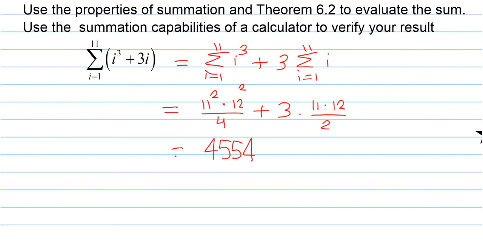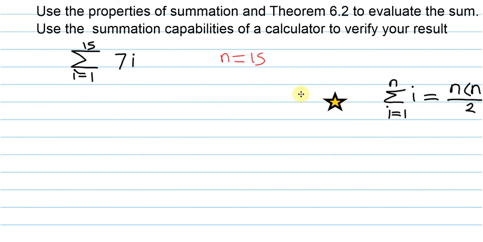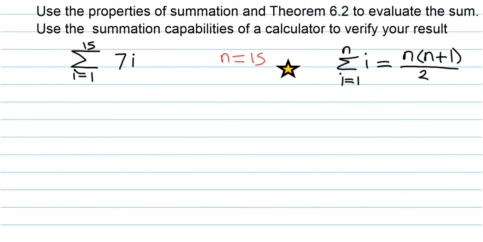Find sigma 7i from i equal 1 to 15. Do you remember how I can find sigma i? Now remember that n is 15 this time. n is the upper end. But how about the 7? 7 will be outside the sigma. And sigma i is n into n plus 1 over 2. Don't forget this.